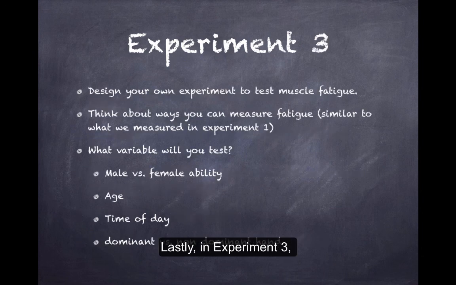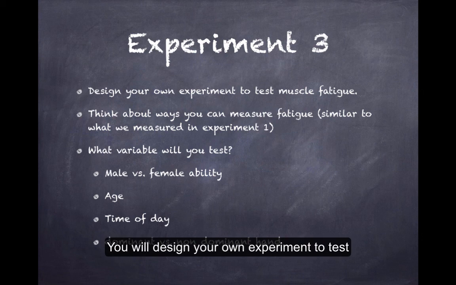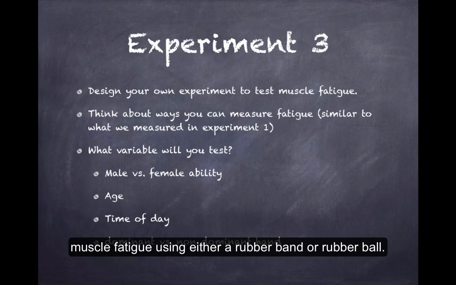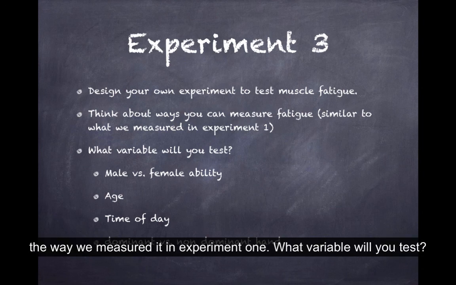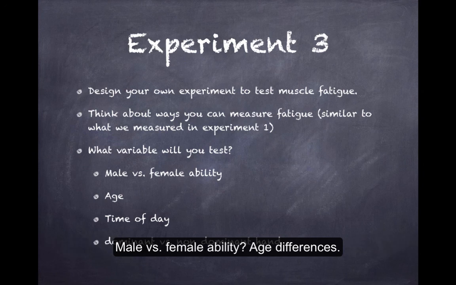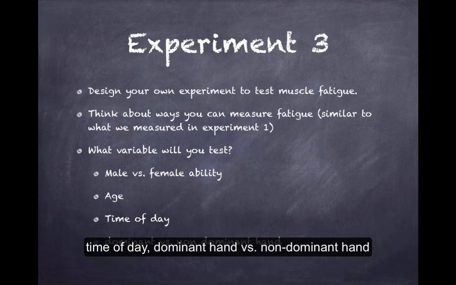Lastly, in Experiment 3, you will design your own experiment to test muscle fatigue using either a rubber band or a rubber ball. Think about ways you can measure fatigue, similar to the way we measured it in Experiment 1. What variable will you test? Male versus female ability, age differences, time of day, dominant hand versus non-dominant hand.